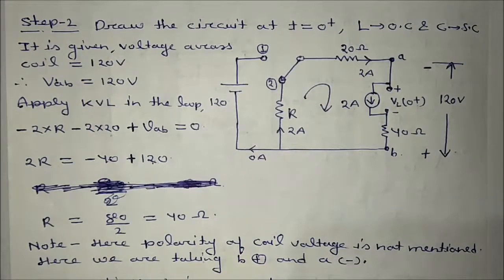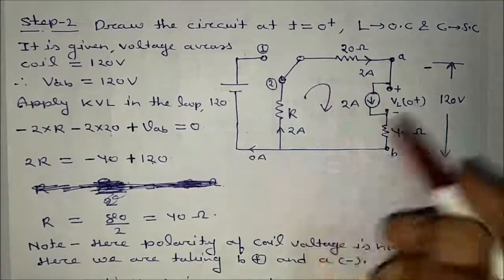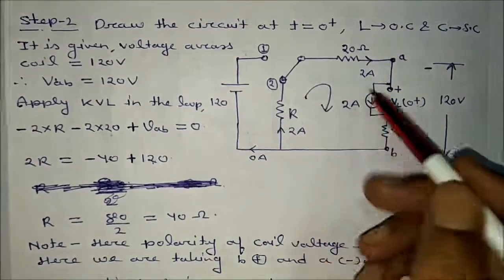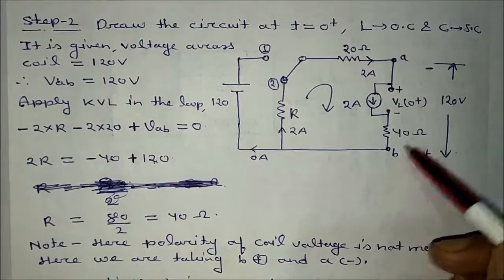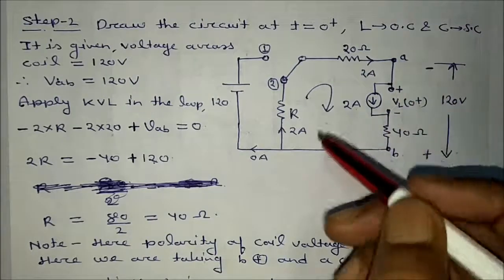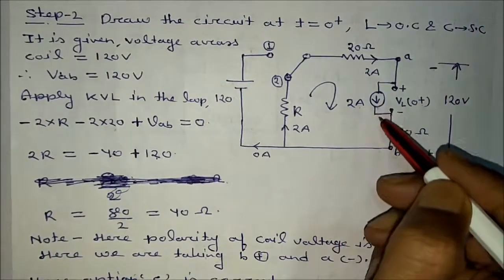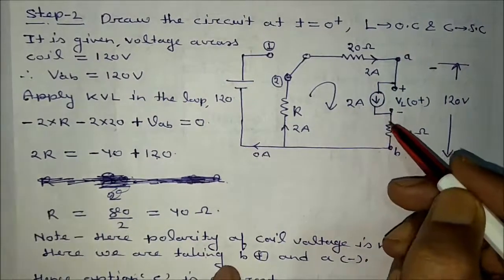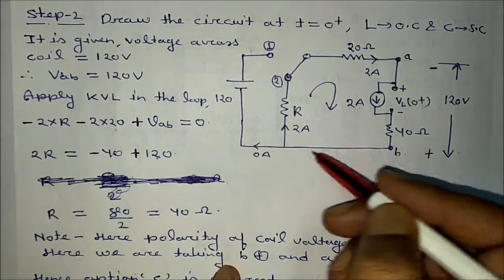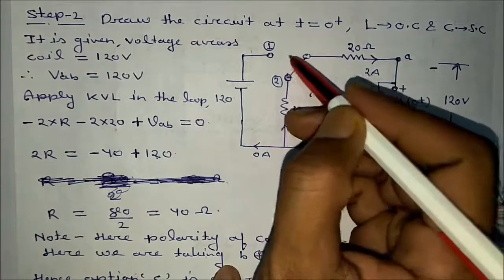Writing the KVL in the loop shown, what will happen? This is VAB voltage, this is minus, this is plus. What will happen? This current is 2 ampere. This will flow in 40 ohm also. This will flow in R. Why? Because this is open circuited.